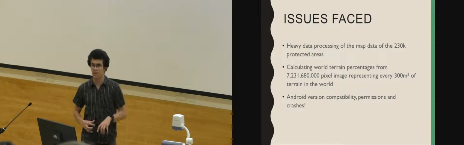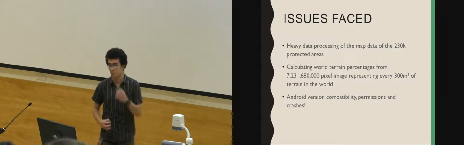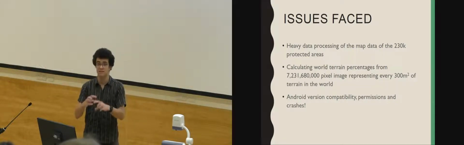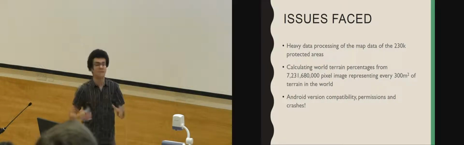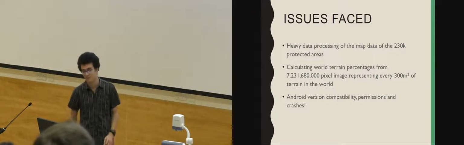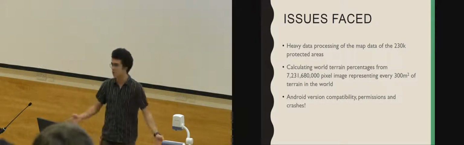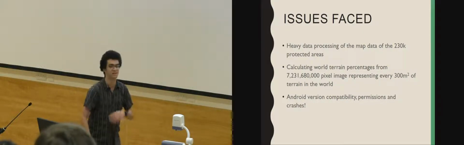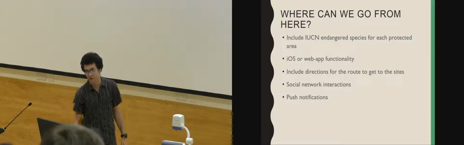Also the data itself, there were issues with that. For example, the data from the ESA, the resolution of that wasn't great, so particularly for smaller protected areas, there was very little we could do to get good, reliable data, so we introduced quality factors for that. Obviously, I'm sure all of you that have developed an Android app know there's always going to be problems with compatibility, crashes, and that sort of thing that we encountered.